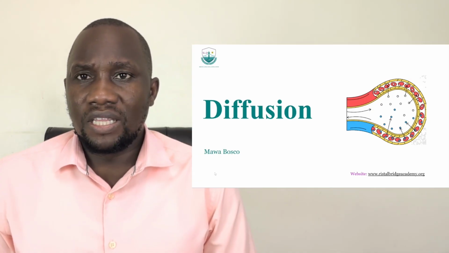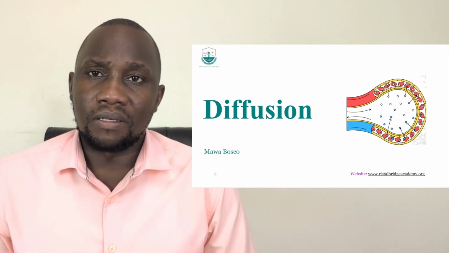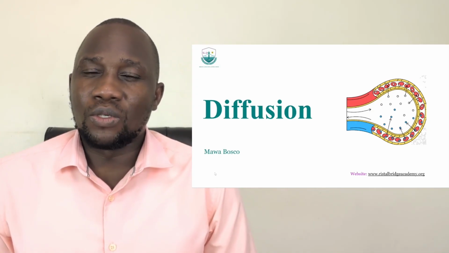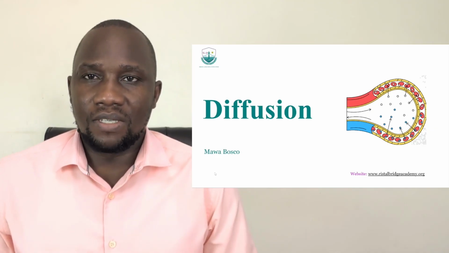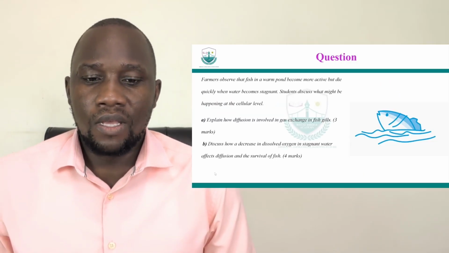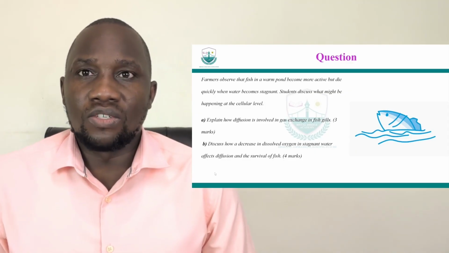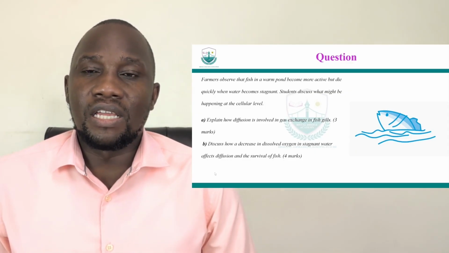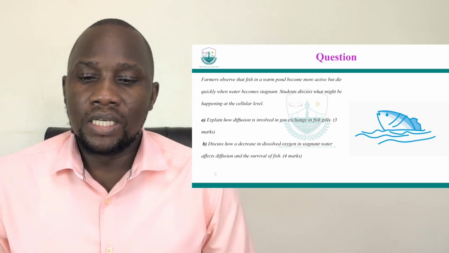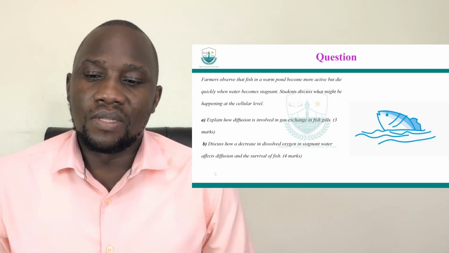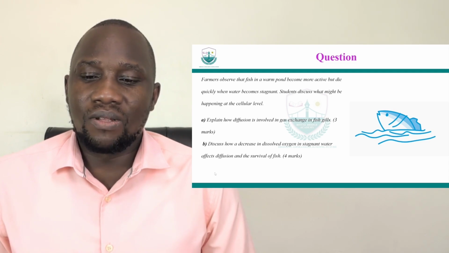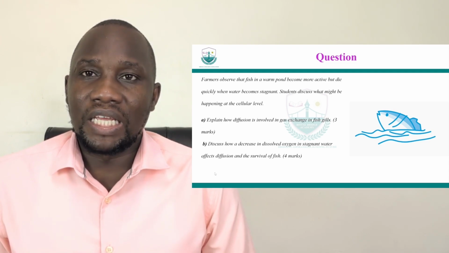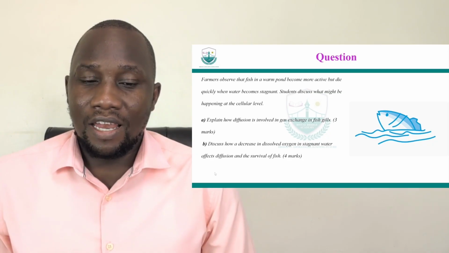Okay, and we see this in alveoli and also other parts, as we shall see later on. But definitely, we start with this scenario. So you have a farmer who has observed that fish in a warm pond become active but die quickly when the water becomes stagnant. So let's discuss what might be happening at cellular level.